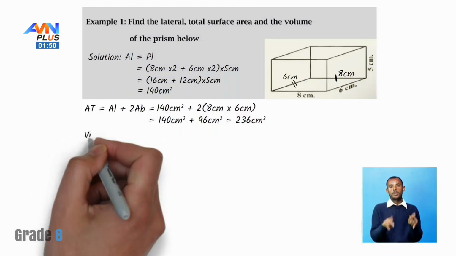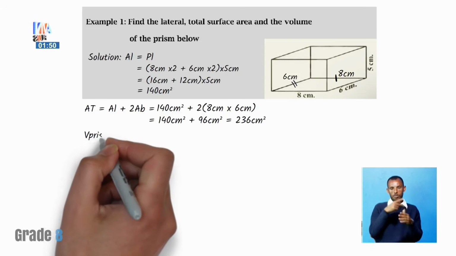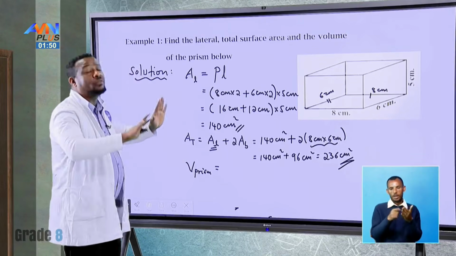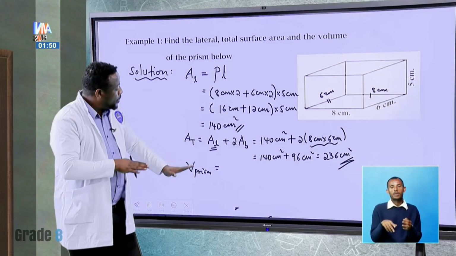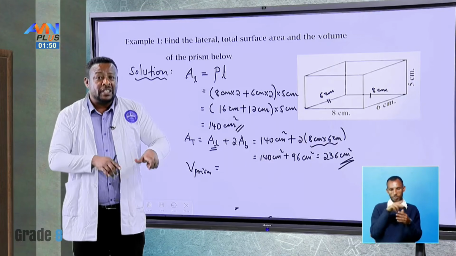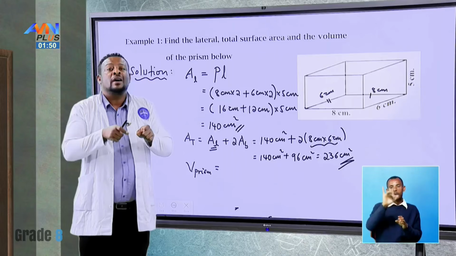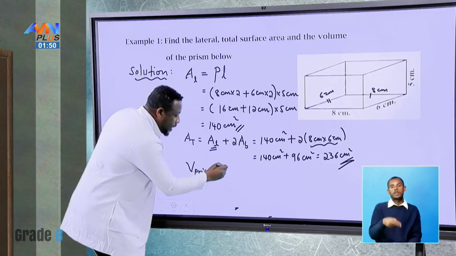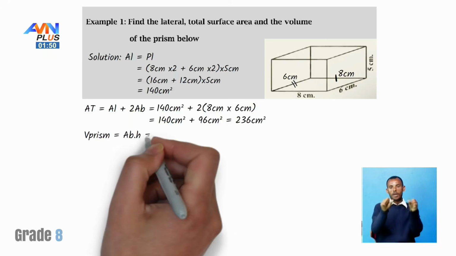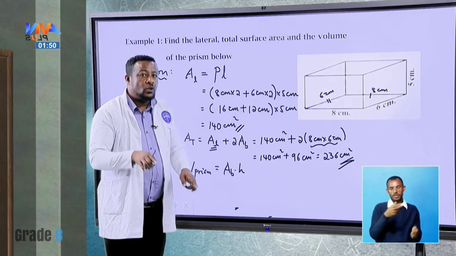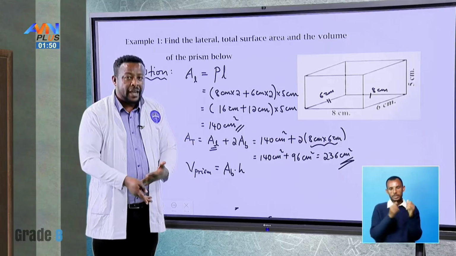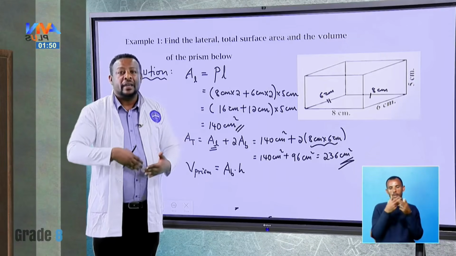And lastly, we are also asked to calculate the volume of this prism. So the volume of a prism, shortly you can write it VP to represent volume of a prism. The volume of a prism is calculated by the formula area of the base times the height. You can take only one of the bases, calculate the area, and multiply by height.